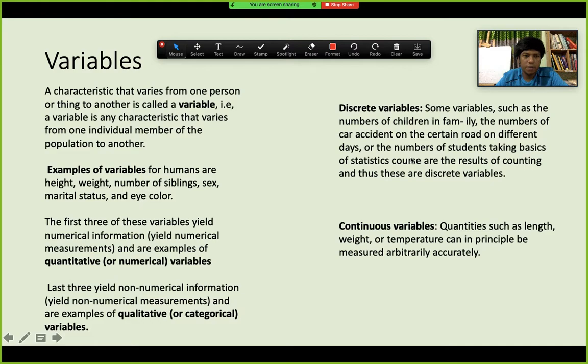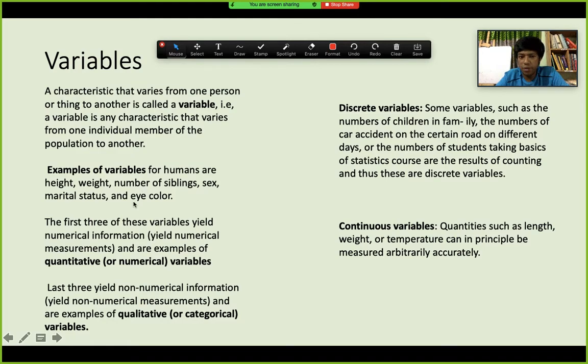Now we have the variable. So the variable is basically things that vary, things that change. Variable is the change. Let's say for humans, we have height, weight, number of siblings, sex, marital status, and eye color. These are different from person to person. That's why these are variables, because they can change.